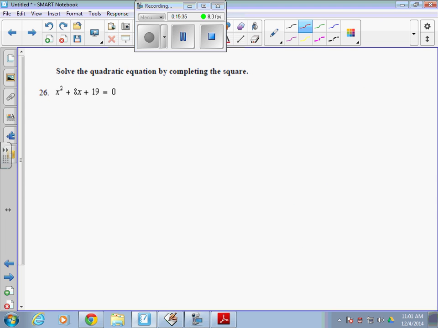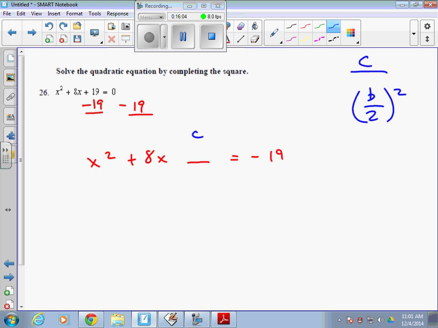Number 26 says solve by completing the square. This is not a value that we can make into a perfect trinomial. So what we need to do is move that 19 over by subtracting 19. If I do it there, I have to do it here. What I have is x squared plus 8x plus c is equal to negative 19. That plus c is what we need to find. Remember, in order to find c, you take b, you divide it by 2, and you square it. b in this case is 8. So 8 divided by 2 is 4, and 4 squared is 16. So our new c value is 16.